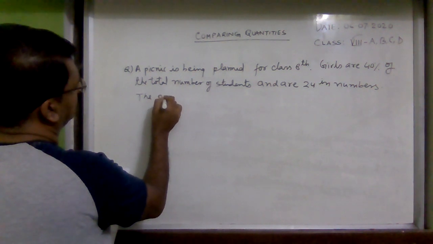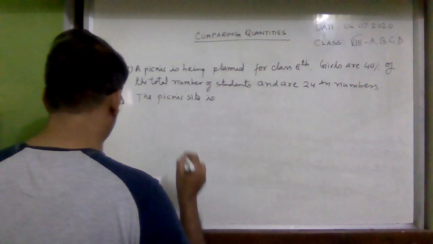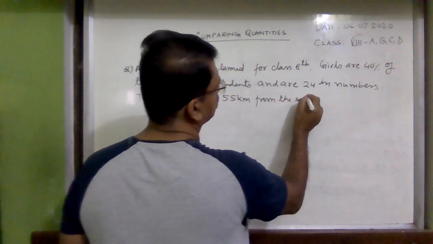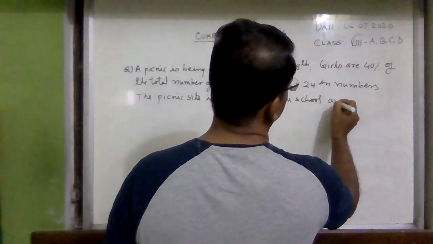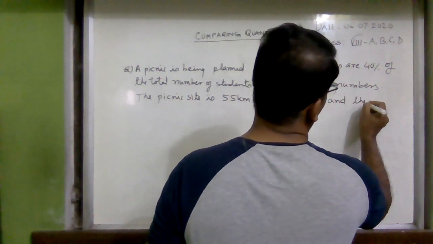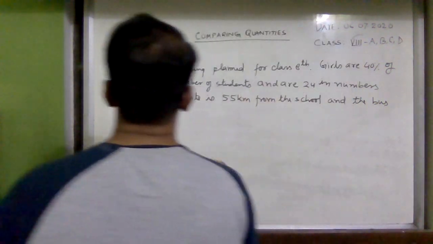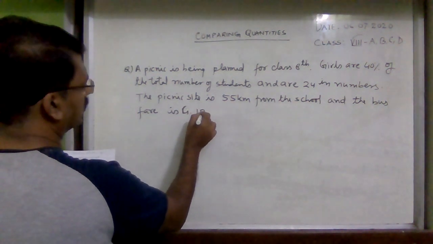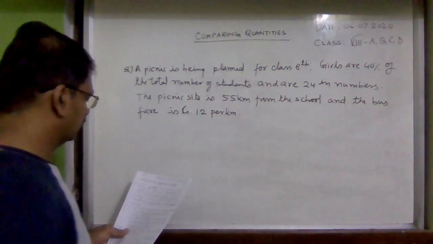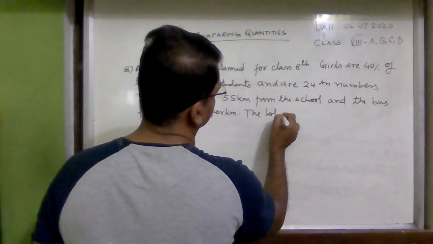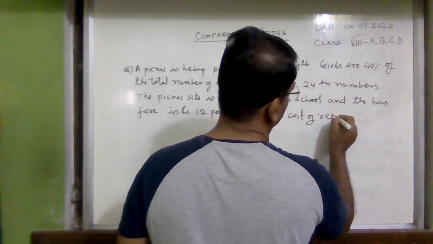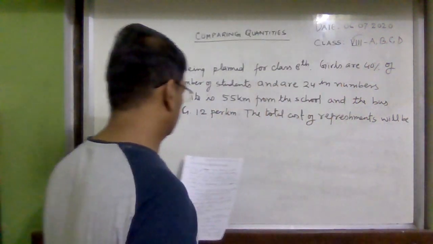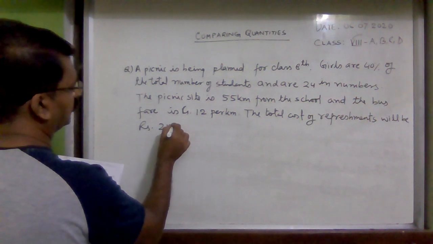The picnic site is 55 kilometers from the school. And the bus fare is rupees 12 per kilometer. The total cost of refreshments will be rupees 2440.